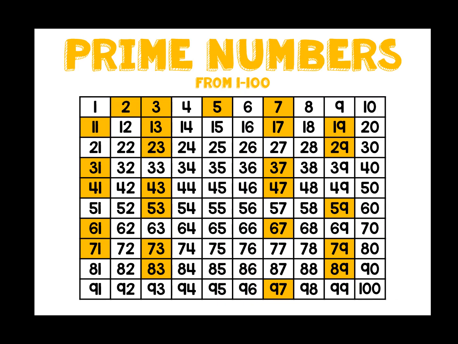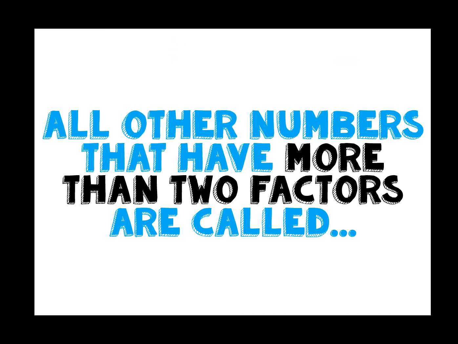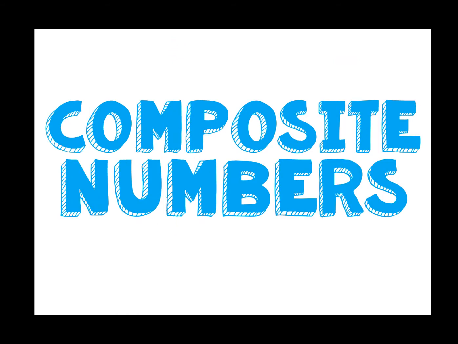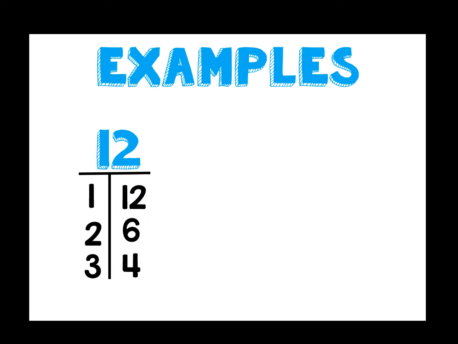This chart shows all the prime numbers from 1 to 100. Notice that there is one even number that is prime. That number is 2. All other numbers that have more than two factors are called composite numbers. Some examples of composite numbers are 12.